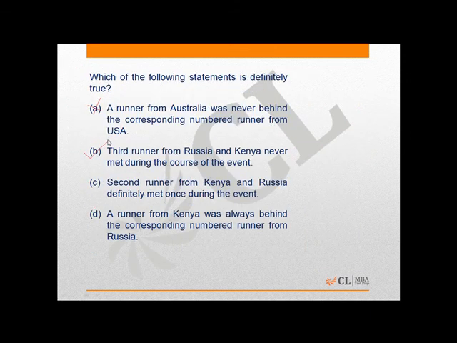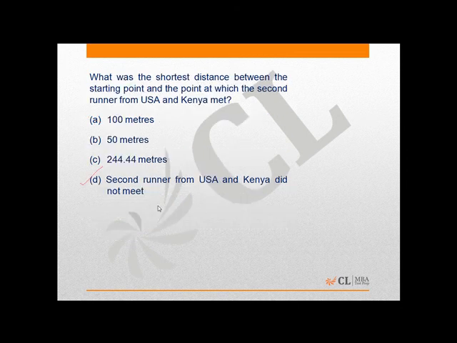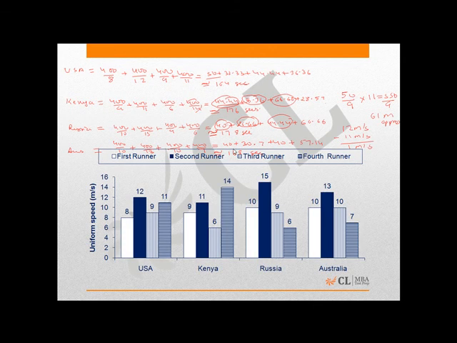We can cross check the third and fourth statements. The second runner from Kenya and Russia definitely met once during the event. We have already checked that the first three runners of Kenya and Russia never met. So the third statement can be easily cancelled out. Fourth statement, a runner from Kenya was always behind the corresponding numbered runner from Russia. Please check, we have always talked about the first three runners of Russia.